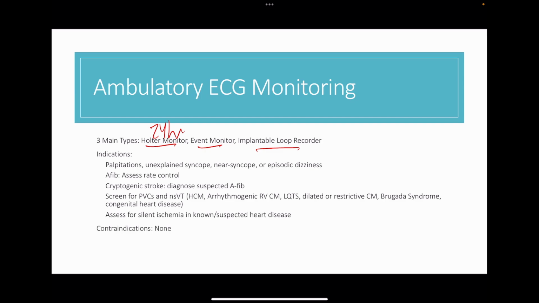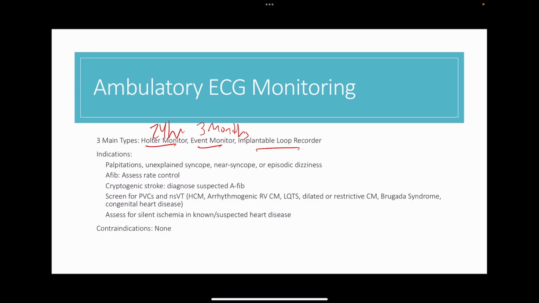Event recorders can go on for like 3 months. You carry it like a little cell phone. And if you get palpitations, you hit a button. What that button does is it tags that time period. So that when you are the clinician and you're reading these Holter monitors or these event recorders, it'll tell you, hey, I was having symptoms at this time. Does my ECG show anything? And you'll look at all that stuff. So what are some indications?